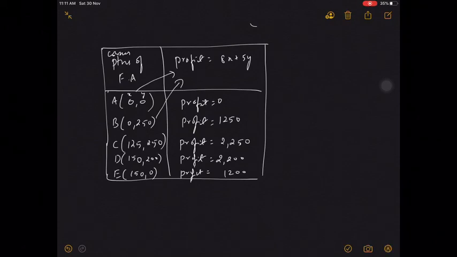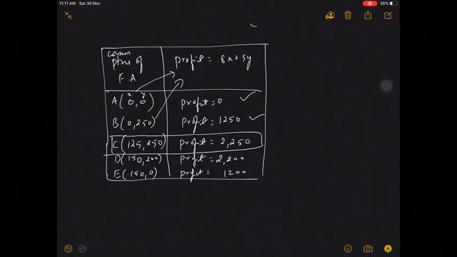Now the 5 corner points and the corresponding profits are given. One is 0, when you are not selling anything. If you are only selling hats of type B, that is 250 hats, you get 1250 rupees as a profit. And you have C. For C you get 2250. So this is the point that gives you more profit.